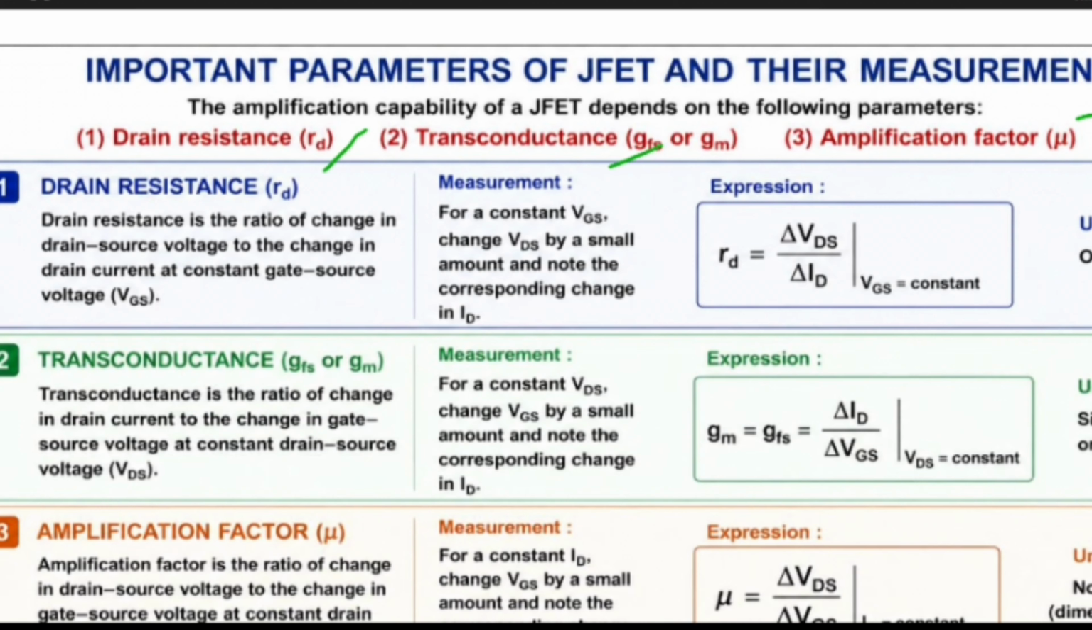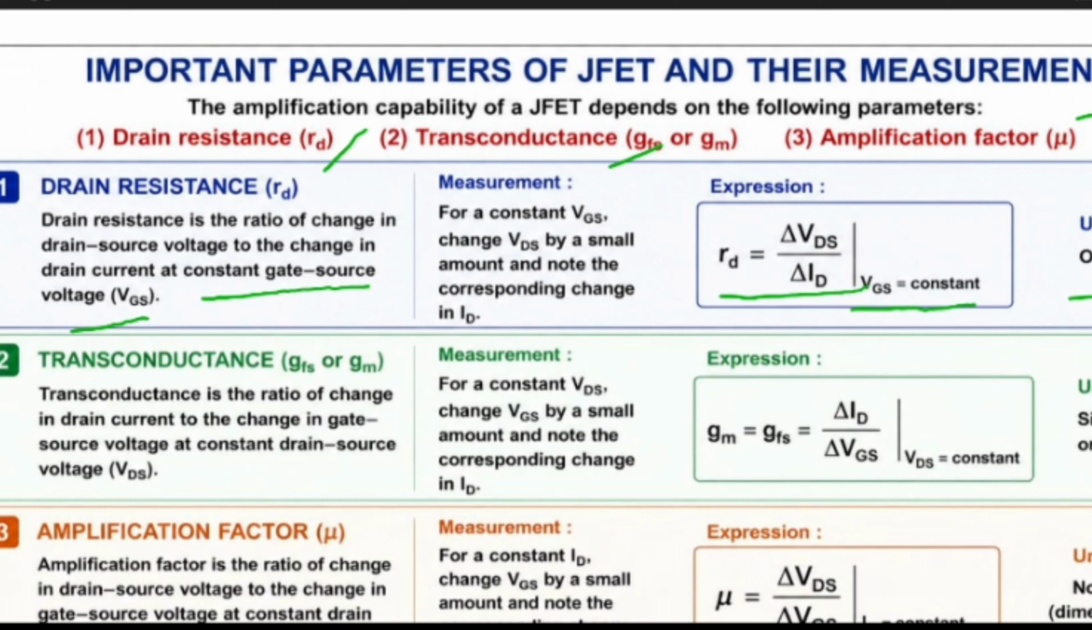Here the drain resistance is the ratio of change in drain source voltage to change in drain current, at constant gate source voltage. That is the definition given: change in drain source voltage to change in drain current, with VGS constant. The unit for this is the ohm.